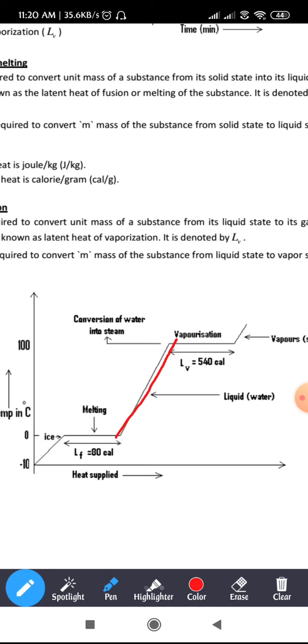Next, once the water reaches its boiling point, what happens? Again, if you keep on supplying the heat, you can see here there is no increase in temperature. The water gets converted into steam or vapor. The amount of heat required to convert water at 100 degrees Celsius to steam at 100 degrees Celsius is 540 calorie. So this is regarding the graph of temperature versus heat supplied.